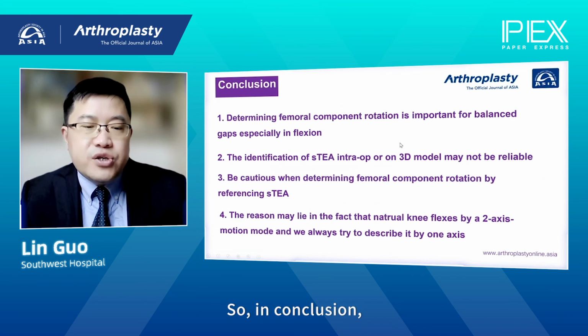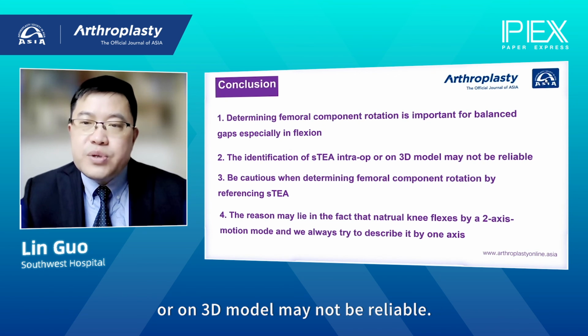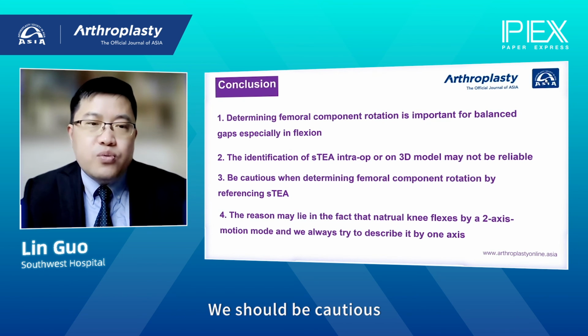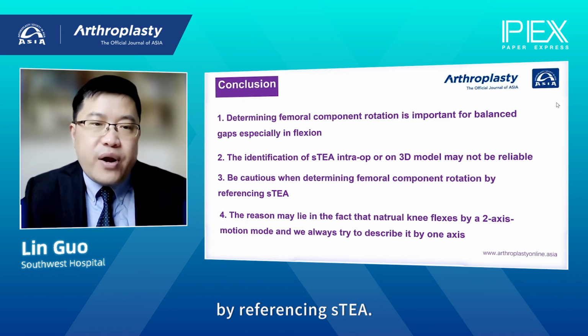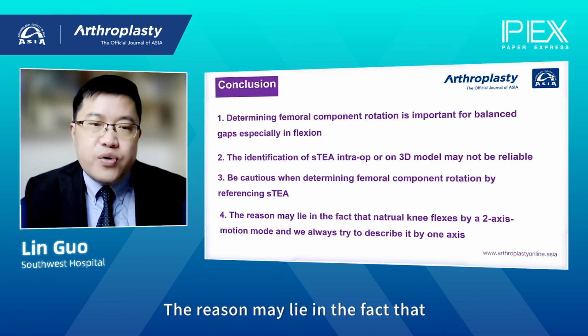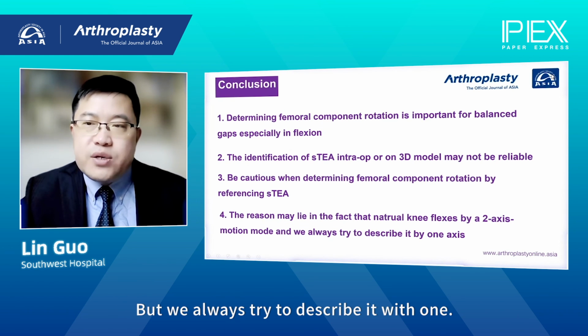So in conclusion, determining femoral component rotation is important for balanced gaps, especially in flexion. The identification of the STEA intraoperatively or on a 3D model may not be reliable. We should be cautious when determining femoral component rotation by referencing the STEA. The reason may lie in the fact that the natural knee flexes by a two-axis motion mode, but we always try to describe it with one.